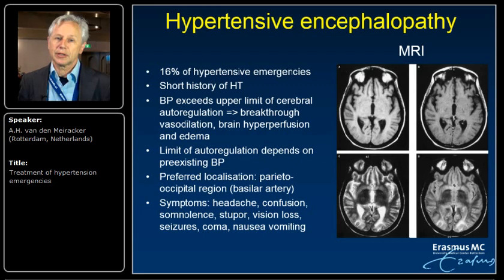The limit of autoregulation, that is, at what level there is a breakthrough vasodilatation, depends on pre-existing blood pressure. This is higher for patients with pre-existing hypertension. Interestingly, the preferred localization is in the parieto-occipital region, in the territory of the basilar artery. Symptoms of hypertensive encephalopathy are headache, confusion, somnolence, stupor, loss of vision, seizures, and when it becomes more severe, coma. You can diagnose hypertensive encephalopathy best on an MRI scan, where you see hyperintensity in the basal and parietal regions.